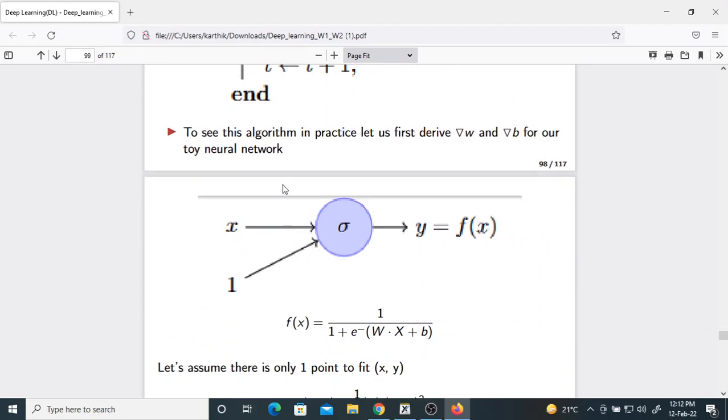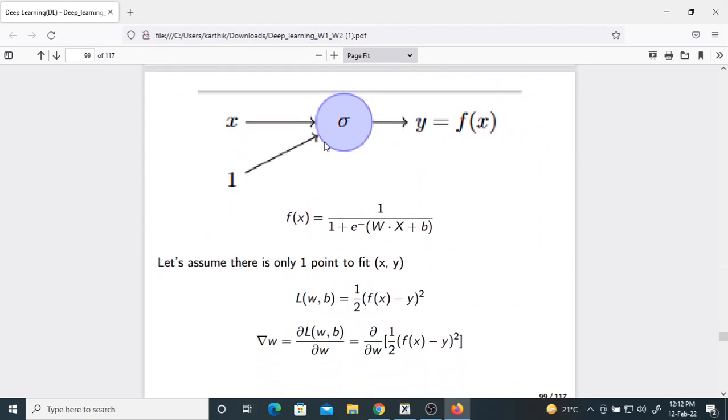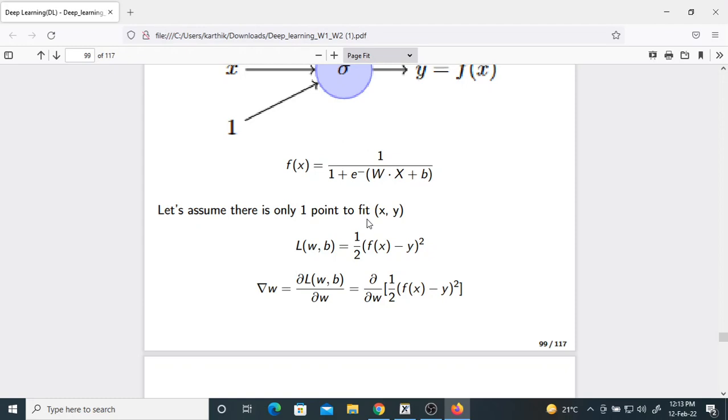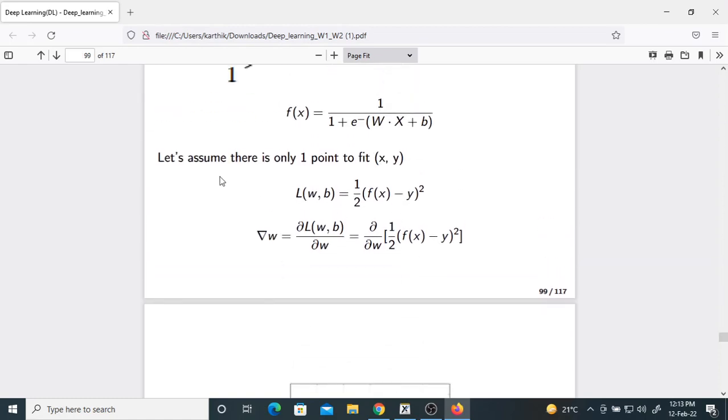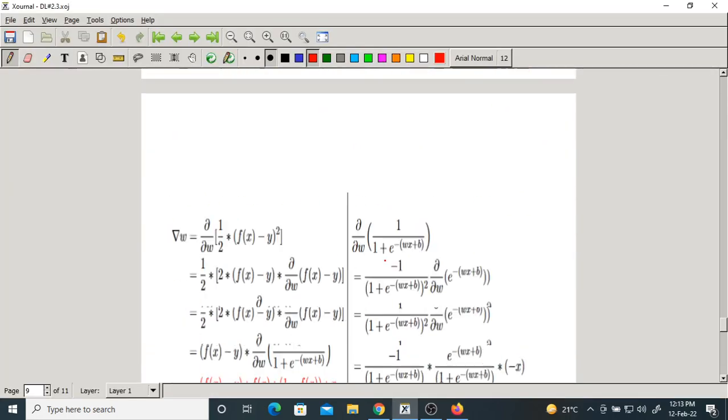Now, here this is what we have taken, the sigmoid neuron. We have taken only one input for simplicity, and this is b, the bias. This is the sigmoid function. Suppose there are 2 points, x1 y1 and x2 y2, something like that. For simplicity, let us assume that there is only one point, x comma y.